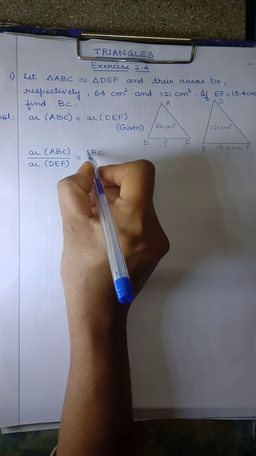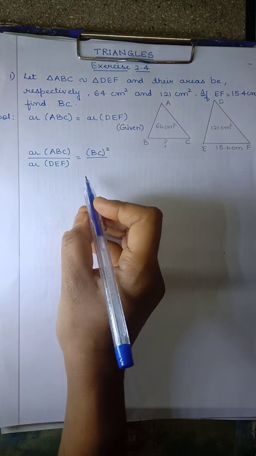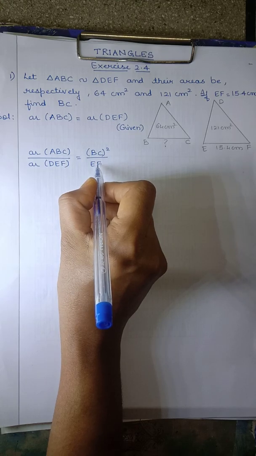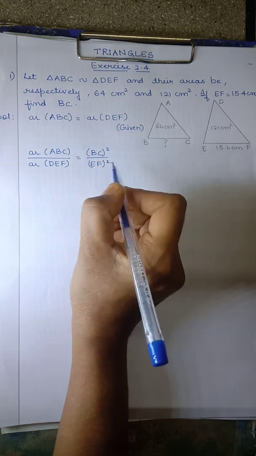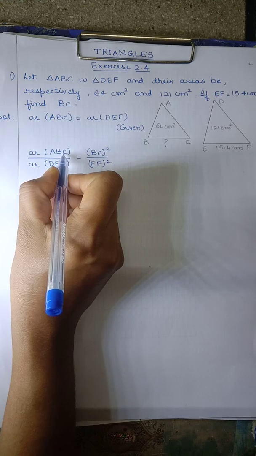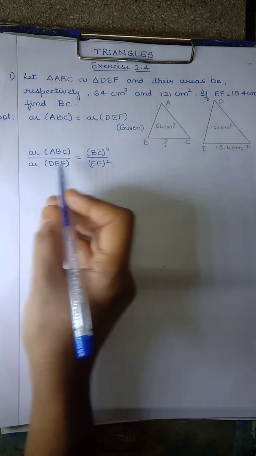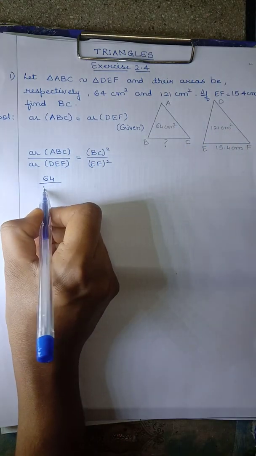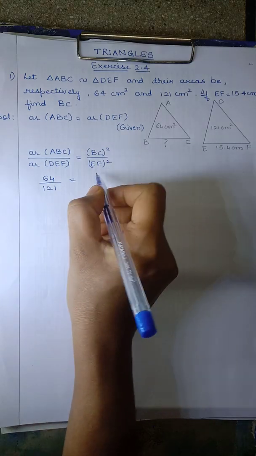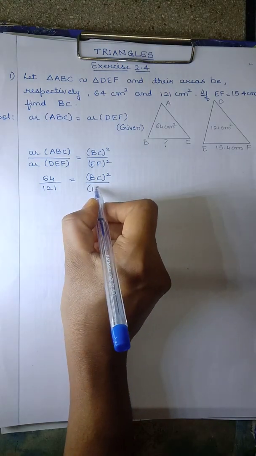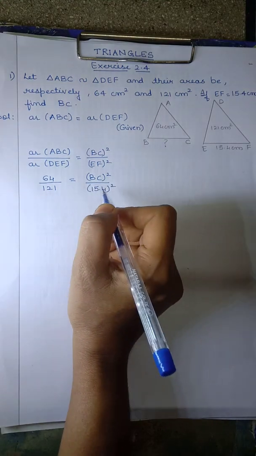So let's write BC square upon EF square. BC corresponds to EF. Triangle DEF side should be written in the denominator itself. Whole raised to square, or numerator and denominator both separately I have written square here. Okay. So now area of ABC is given. It is 64 cm square. So write 64 upon area of DEF, which is given as 121, is equal to BC, we have to find, upon EF. EF is 15.4, whole raised to square.